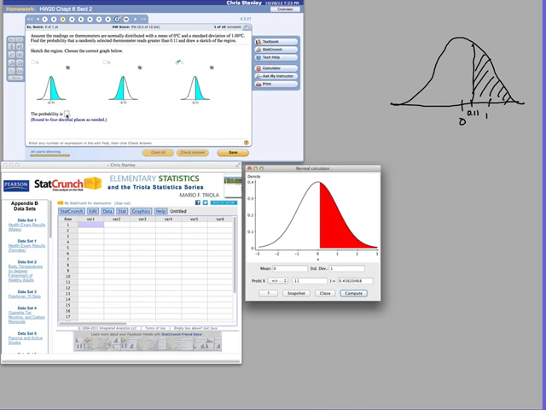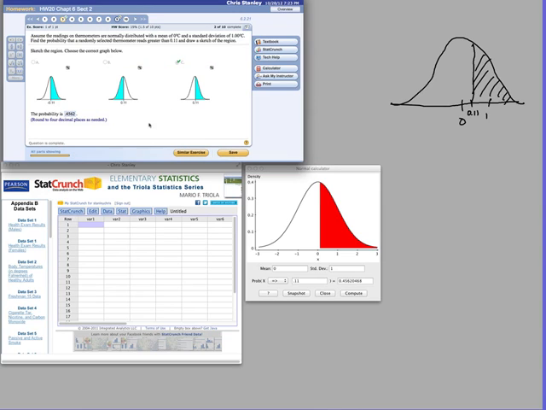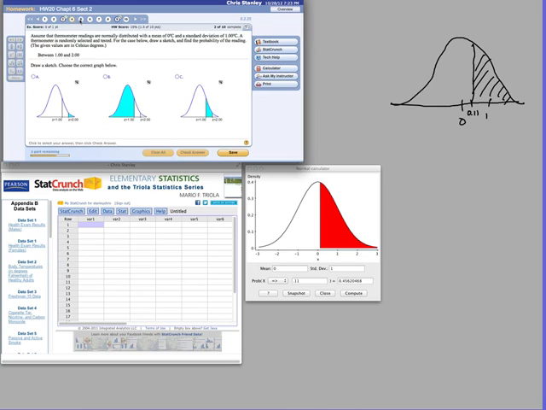Okay. So it says round to 4 digits, so 0.4562. Check answer. Okay, you see? So that's how you do it.